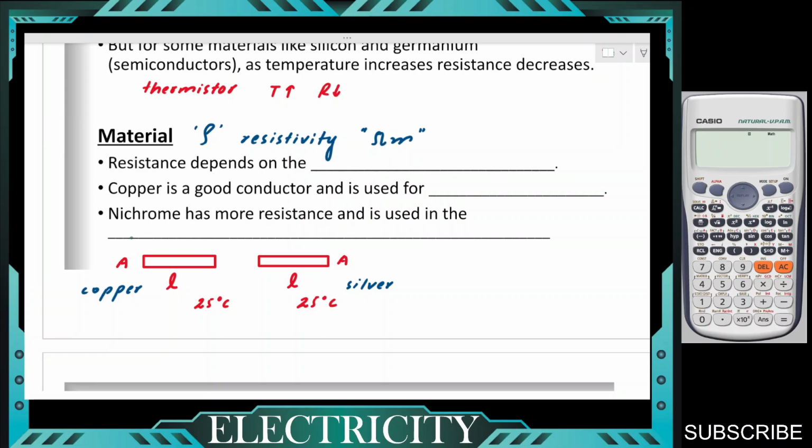So some of the materials, for example, copper, have low resistivity, and that's why we can use it for wires, and the materials which have more resistance, we can use them as the heating element of heaters.